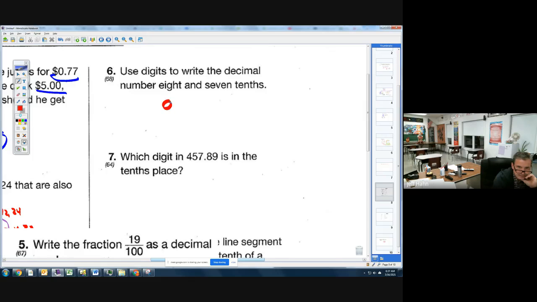The word "and" is a decimal, and the 7 is in the tenths place. The tenths place is the first place right after the decimal. 8 and 7/10.